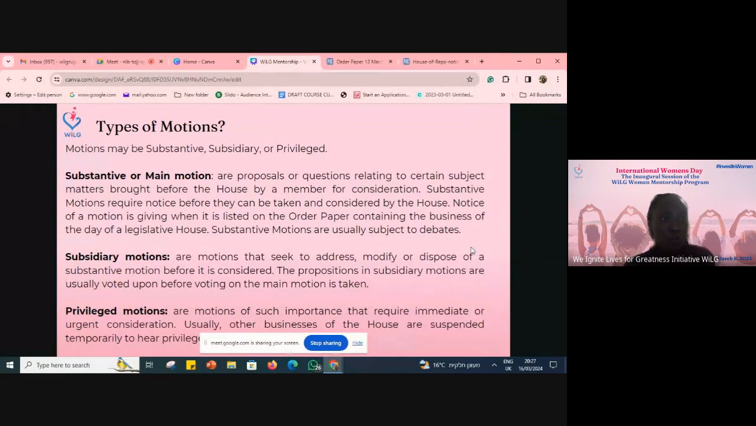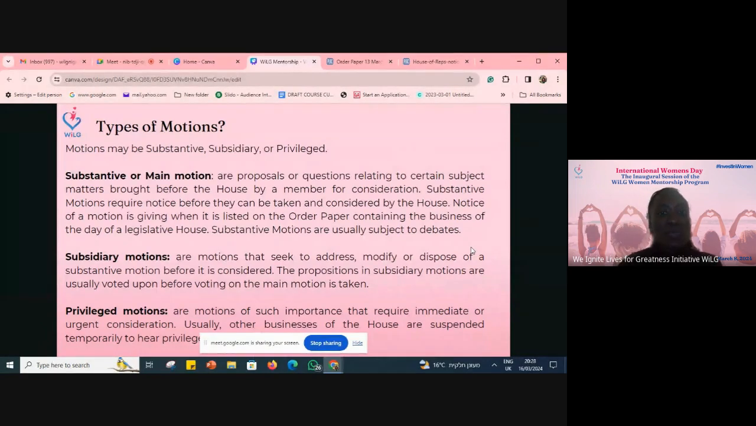And there are types of motions. Substantive motions, those are main motions, subsidiary motions, and privileged motions. Substantive motions are proposals or questions related to certain subject matters brought before the House by a member for it to be considered.